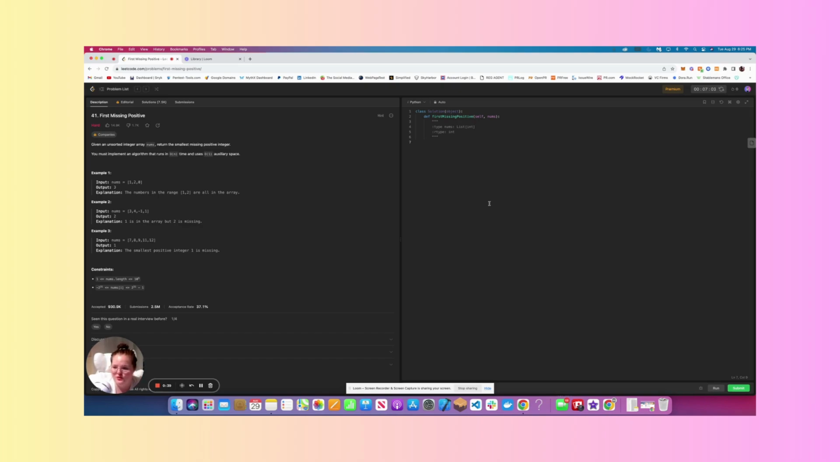So without further ado, this is number 41, First Missing Positive. Given an unsorted integer array nums, return the smallest missing positive integer. You must implement an algorithm that runs in O(n) time and uses O(1) auxiliary space. They give you the three examples and the two constraints. I'm thinking this is a solid 3-step plan.